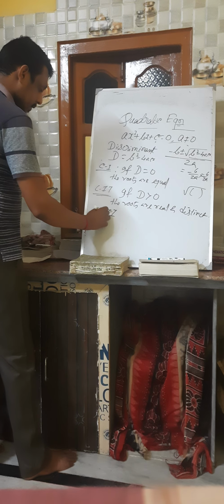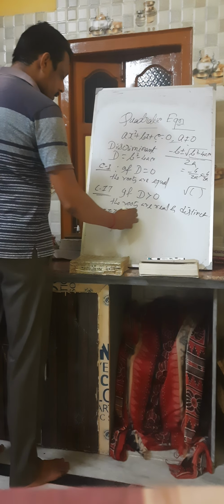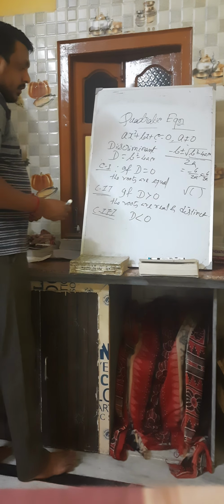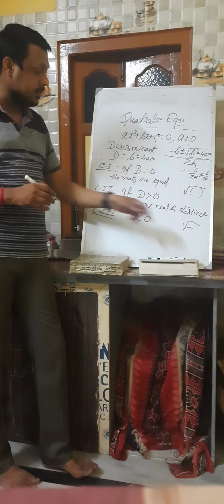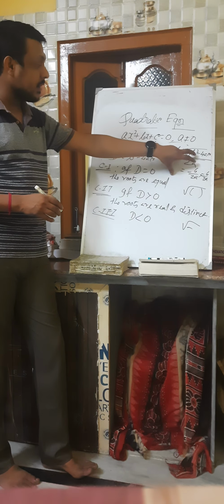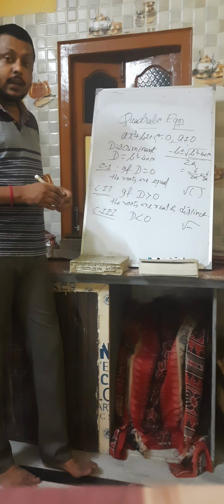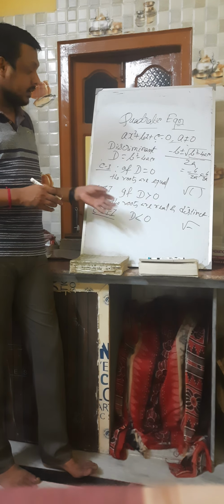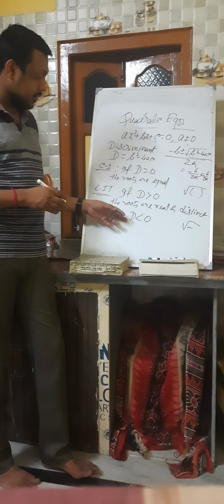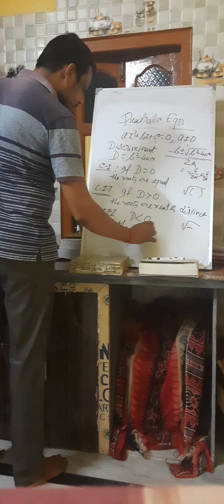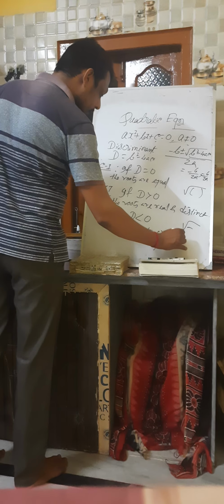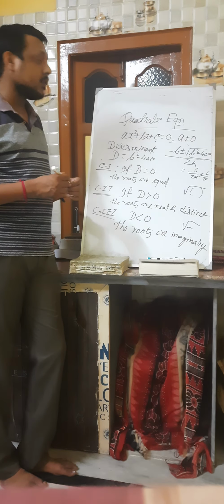Condition 3: if D less than 0, that means root over some negative quantity. When D less than 0, you get a negative quantity under the root, and that gives a complex number. That means if D less than 0, the roots are imaginary, or you can say the roots are complex. These are the working formulas for this chapter. You have to memorize this.